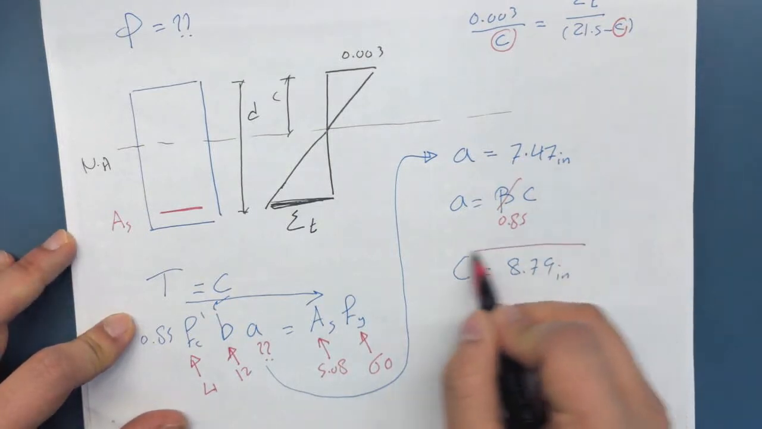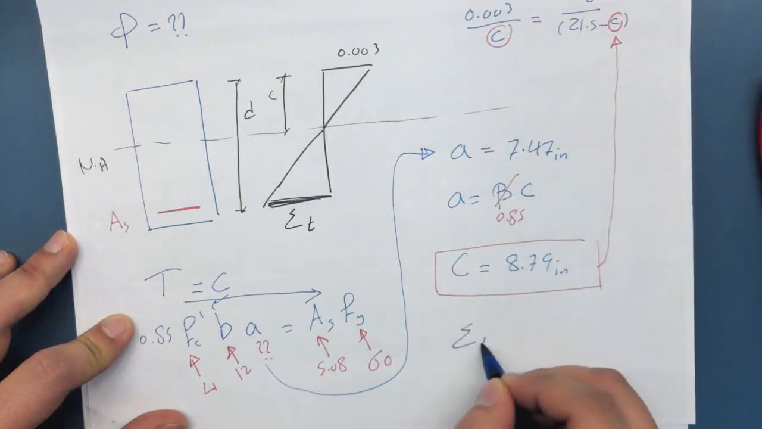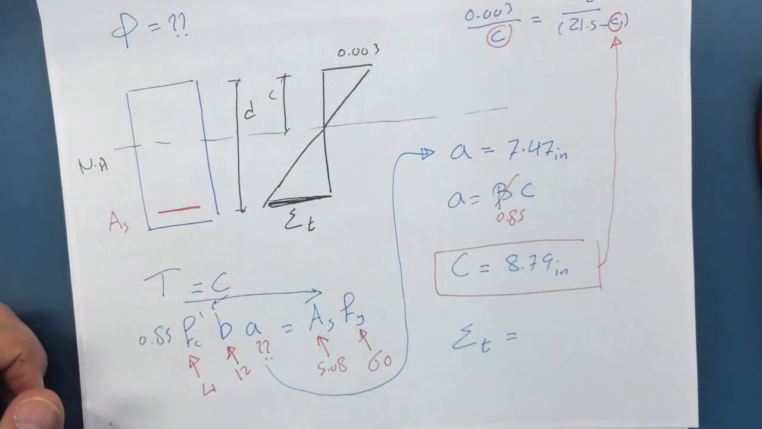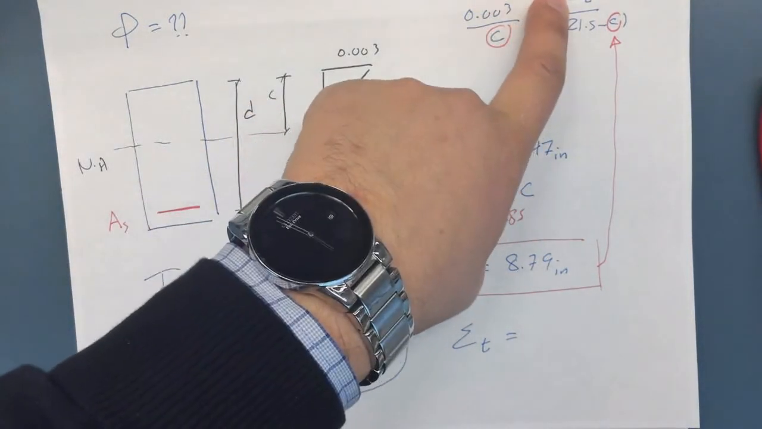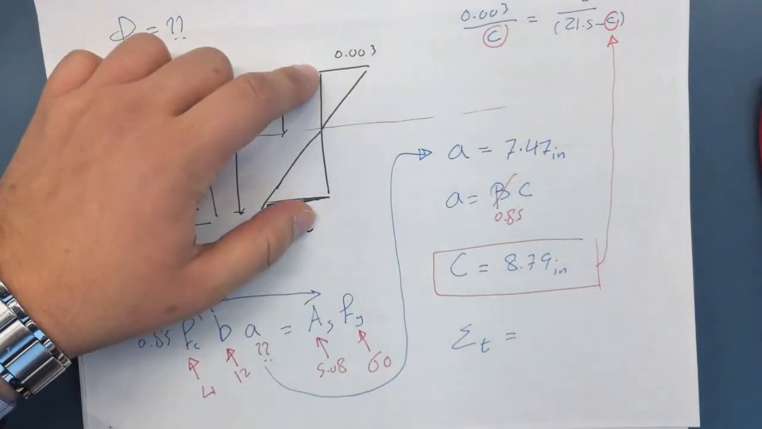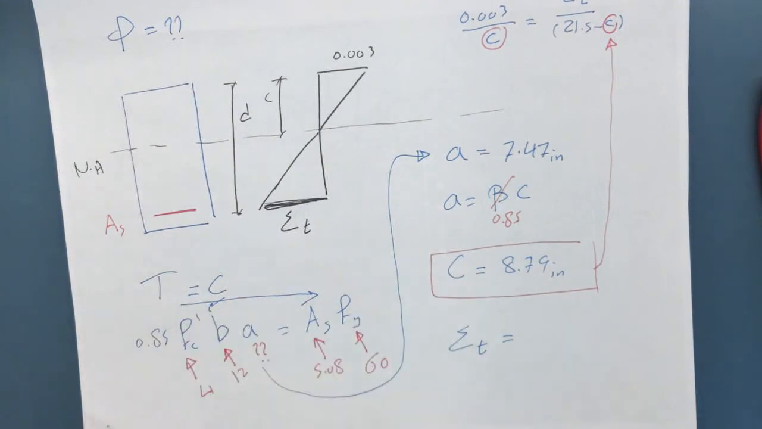We can take this value and go all the way up here to find epsilon t. If you do this, you'll find that your epsilon t is 0.004333 inches per inch. It doesn't have any units. So if you plug this in here, you'll find that the value of phi is 0.84. So this is a roadmap of how to do this. We started by knowing that I need epsilon t to solve for phi. Epsilon t comes from this triangle. I need c, so I go to the first equation of equilibrium and find c. Okay? So this is the first example.